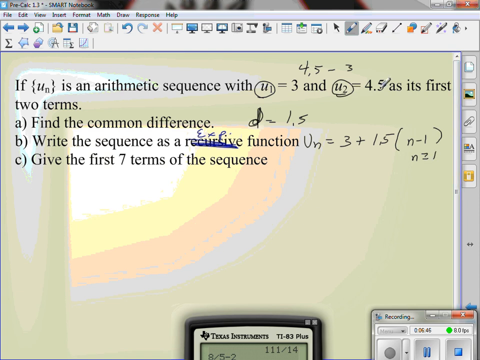They don't have to tell me this. They could have told me u sub 1 is 3 and the difference is 1.5. I could use this information to find 2, to find 3, to find 4.